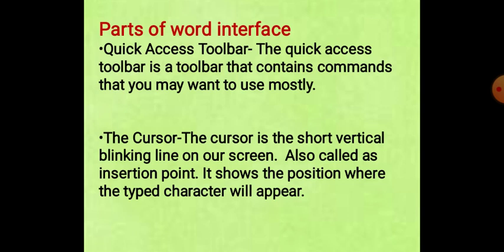Next is the cursor. Cursor is a vertical blinking line, also known as the insertion point. Children, whenever we do typing in Microsoft Word, a vertical line shifts from left to right. It also shows where we are typing the text, because wherever the cursor will be in the document, characters will be typed only at that place. Okay, and as we are typing continuously, this line shifts from left to right in the document.